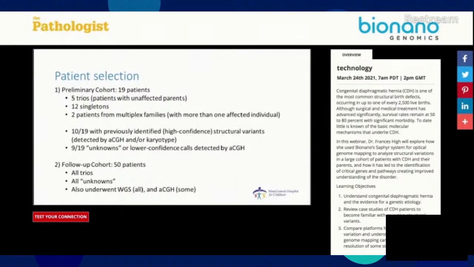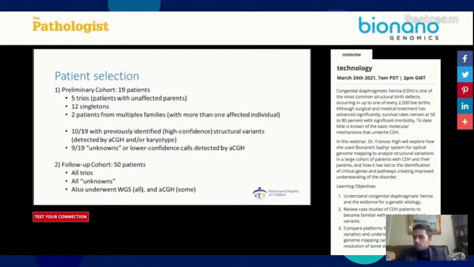So we actually did this in 2 different batches. We had a preliminary cohort, which was just 19 patients, and that included 5 trios. These are patients along with their unaffected parents. I'm going to talk to you a little bit about the power of the trio approach. That allows us to identify de novo structural variants, and de novo structural variants are thought to be more likely to be pathogenic versus those that are inherited.